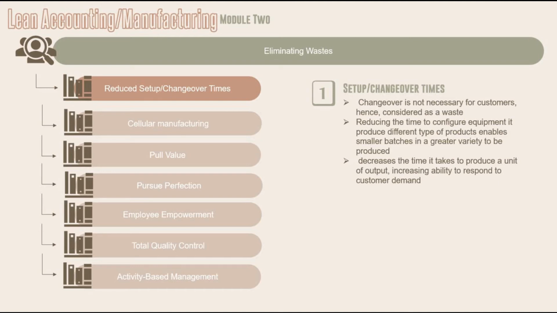Reducing the time to configure equipment to produce different types of products enables smaller batches in a greater variety to be produced, and doing such decreases the time it takes to produce a unit of product or output. Also, it increases the ability to respond to customer demand.